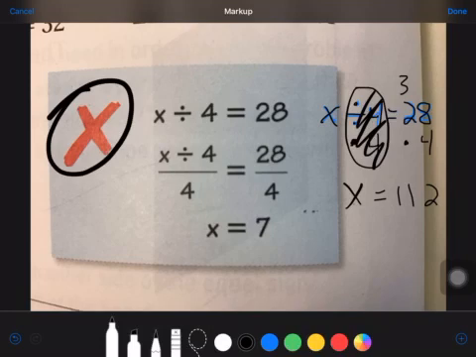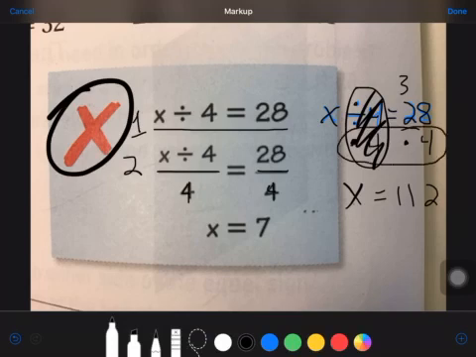Now that I have something to compare it to, I'm going to go back and look and see what they did. So here we have x divided by 4 equals 28. In this next step, so this is step 1, step 2, they had x divided by 4 divided by 4 equals 28 divided by 4. So in our step 2, what did we do? We multiplied by 4. They divided by 4. So were they right or were we right? Well, we already know that they were wrong.